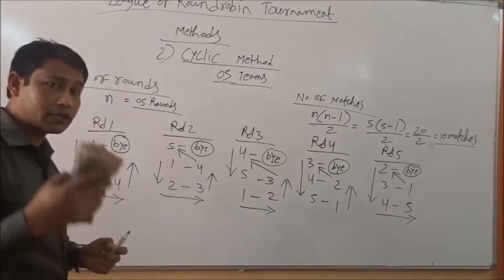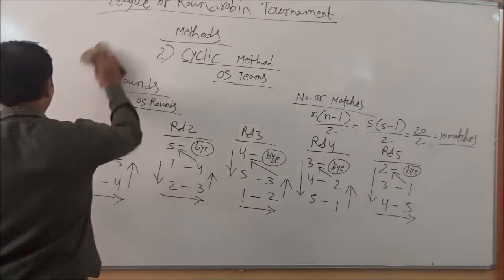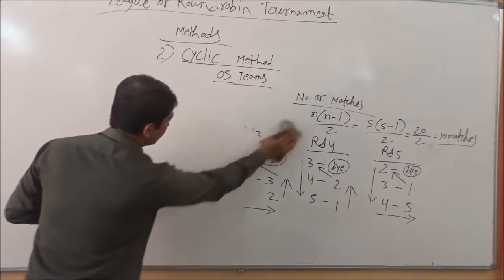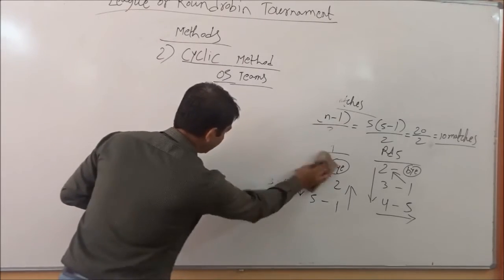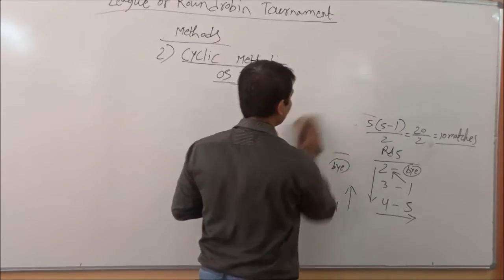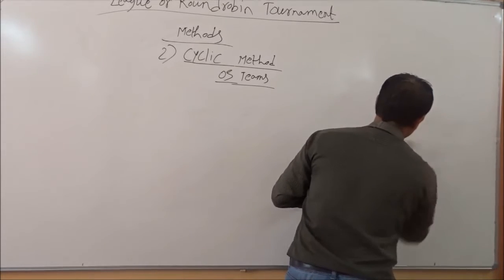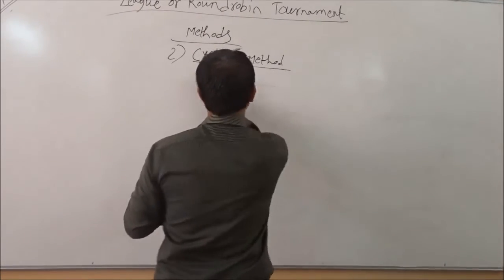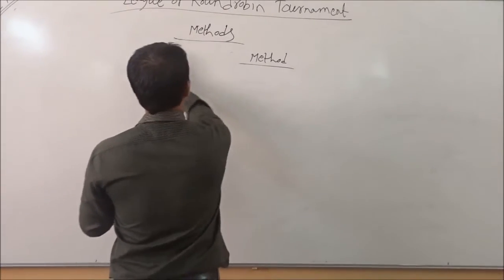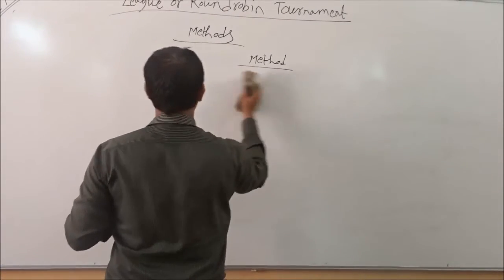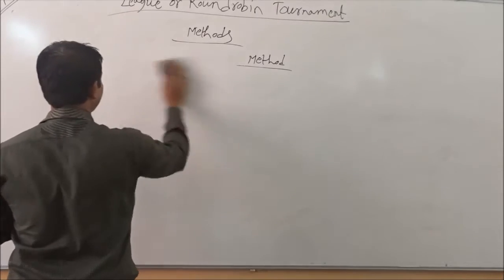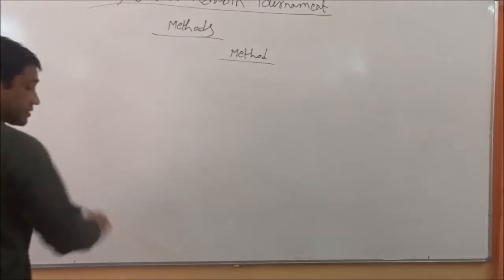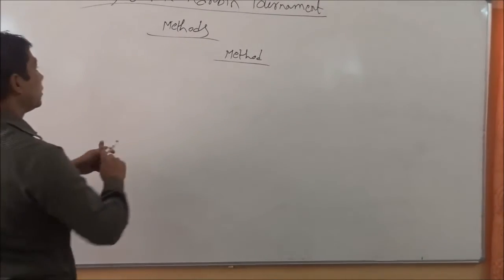Now let us move to the third method of league fixture, that is tabular method. Since from the name itself, the name is tabular, so we get an idea that the fixture must be in table form. Tabular fixtures are drawn in tabular form. That is the reason why it is known as tabular method.